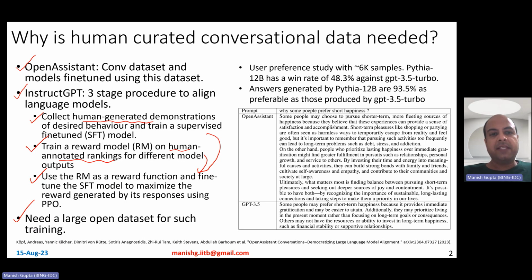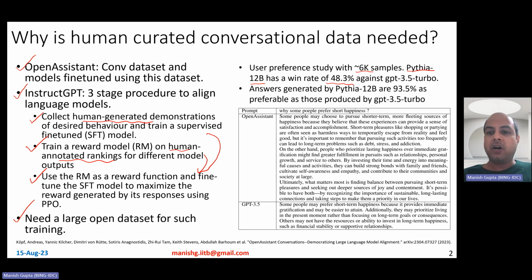Once they collected that dataset and trained OpenAssistant models on top of Pythia 12 billion, they did a user preference study to find how good these models are. With around 6,000 samples, they observed that the OpenAssistant Pythia 12 billion model actually had a win rate of 48.3% against the GPT 3.5 turbo model. Which basically means that the answers generated by Pythia 12 billion are 93.5% as preferable as those generated by the GPT 3.5 turbo model.